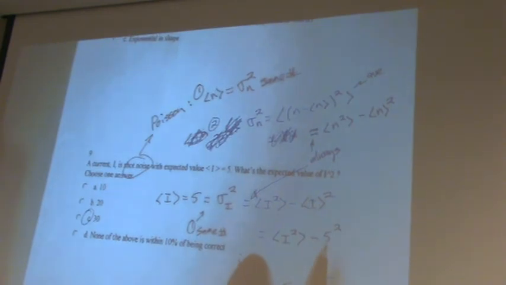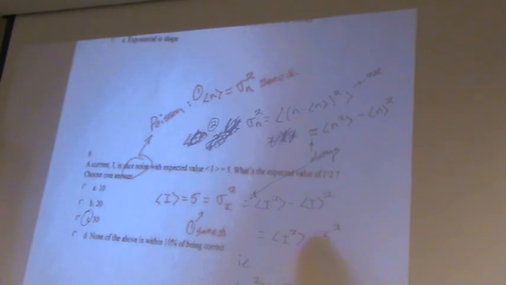Questions, comments? Yeah, you lost me where you jumped from I squared minus 5 squared, and you jumped down to 5 plus 25. Yeah, all right. If you follow through, I've got 5 equals this minus that, right? So then I just took this and moved it to the other side.